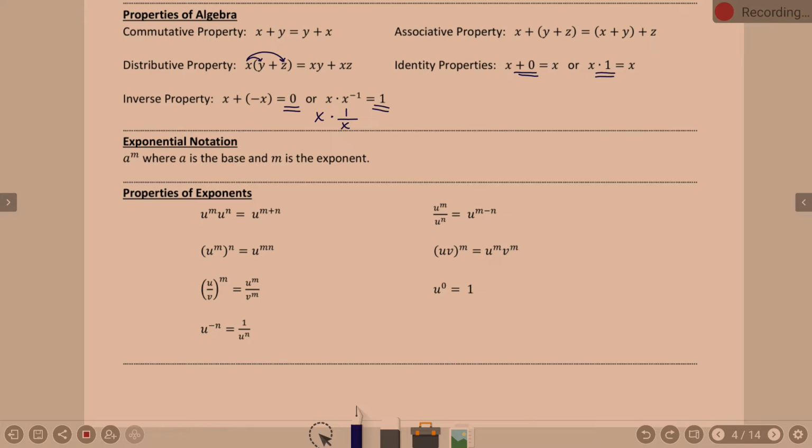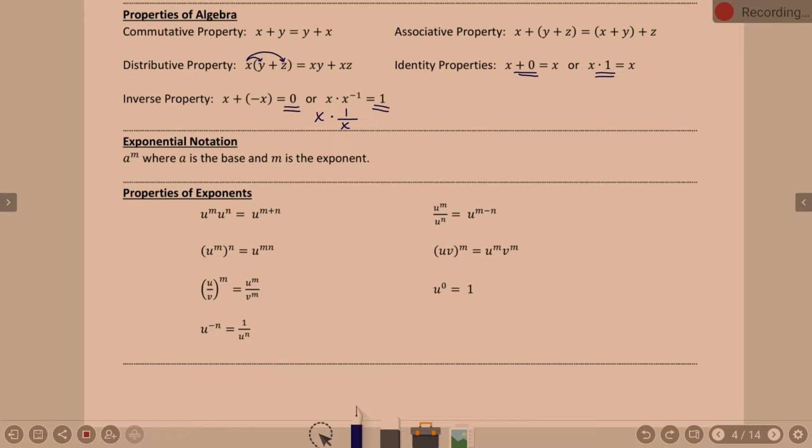This is an important one. Do you remember this one? Anything raised to the 0 power is 1. It's a good rule to just know. Your calculator will reassure you of that if you forget it. Okay? Just saying. And then we just talked about negative exponents. What does a negative exponent do? It takes that power to the denominator. Right? Okay.